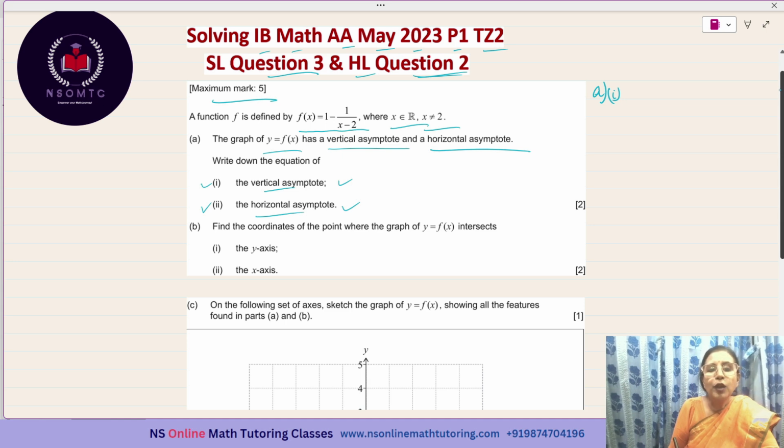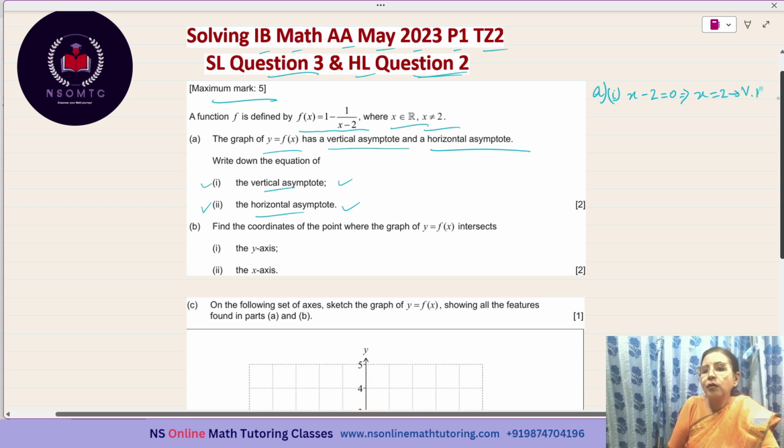For the vertical asymptote, how do we find it? We equate the denominator to 0. So x minus 2 is equal to 0, which implies x equals 2. This is the equation of the vertical asymptote. And you see, in the domain of this function, they have mentioned x is not equal to 2. x cannot have the value of 2 because x equals 2 is the vertical asymptote.